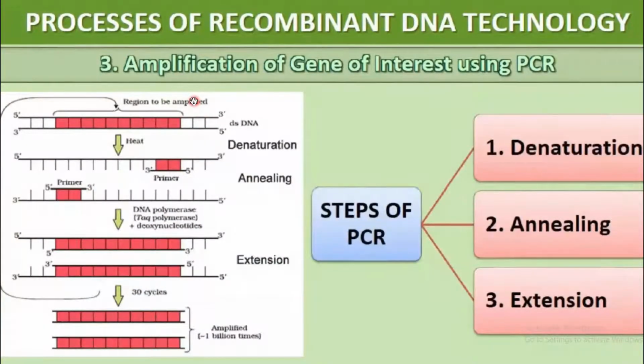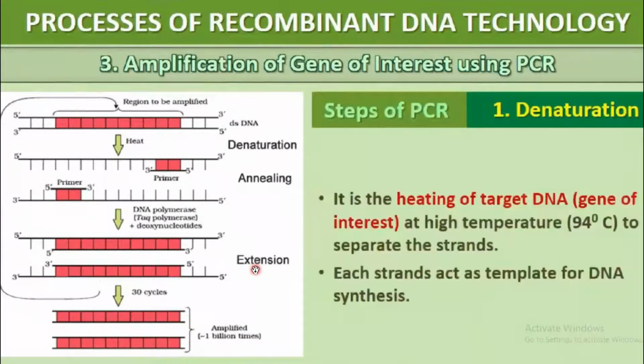The PCR technique includes mainly three steps. They are: first one is denaturation, second one is annealing, and the third one extension. Here we can see this process, denaturation. Here you can see this is the annealing process, and here extension. So what do you mean by denaturation? It is the heating of target DNA.